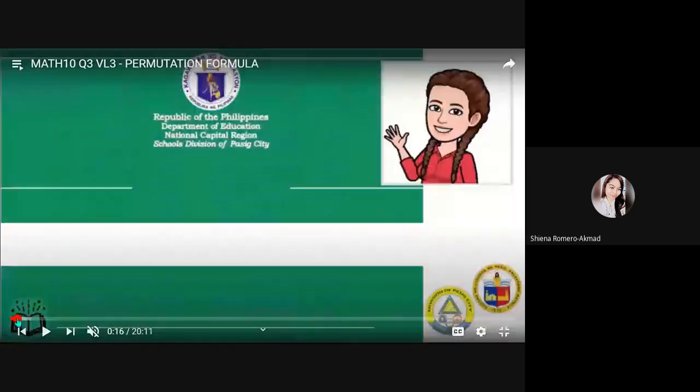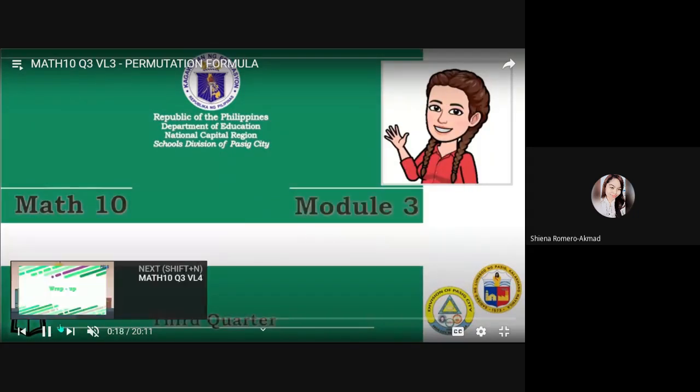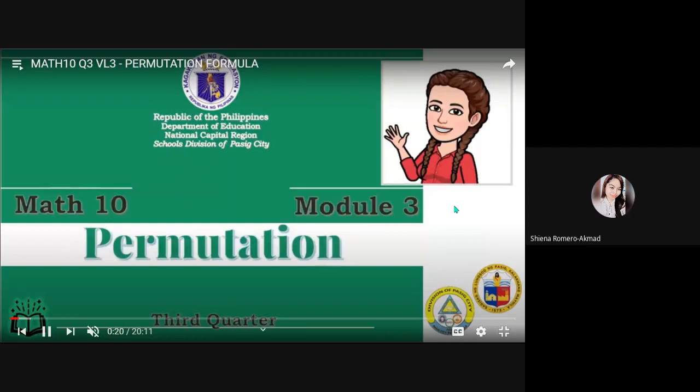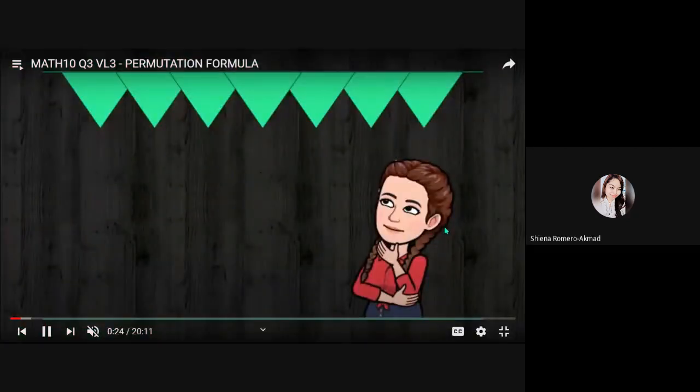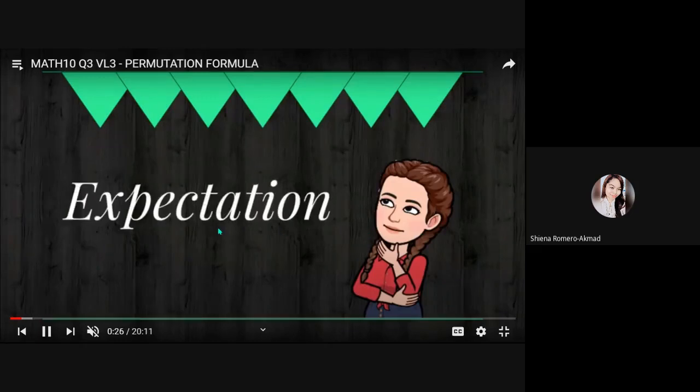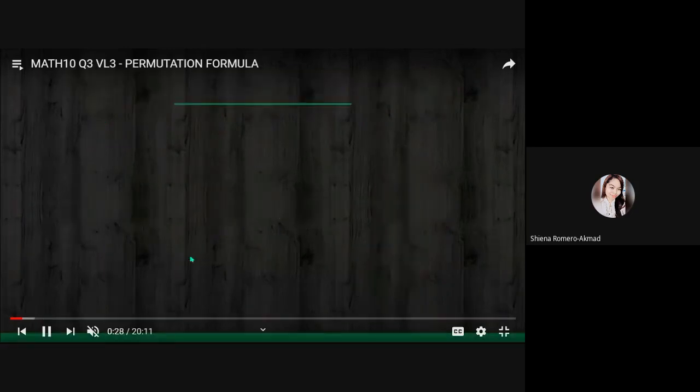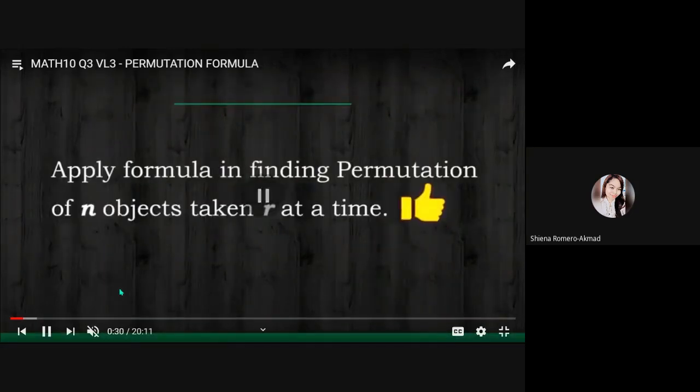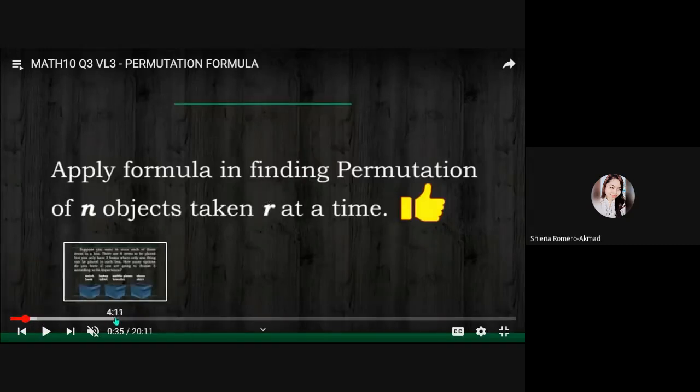So, for our module number 3, we'll be dealing with permutation formula. So, ang gagawin natin, magde-derive tayo. So, you're expected to, of course, apply the formula in finding permutation of an object taken R at a time. So, let us now proceed to the lesson.